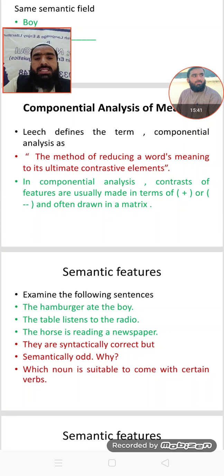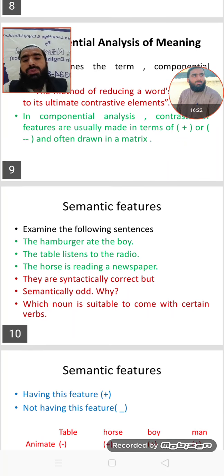In componential analysis, contrastive features are usually shown, dear students, through a symbolic representation of the features. When one feature is present, we use the plus symbol. When that very feature is absent in another word, we use minus. Often they are in matrices. In a matrix, these symbols are used: when one feature is absent in a word, the minus symbol is used, and when that feature is present, the plus symbol is used.